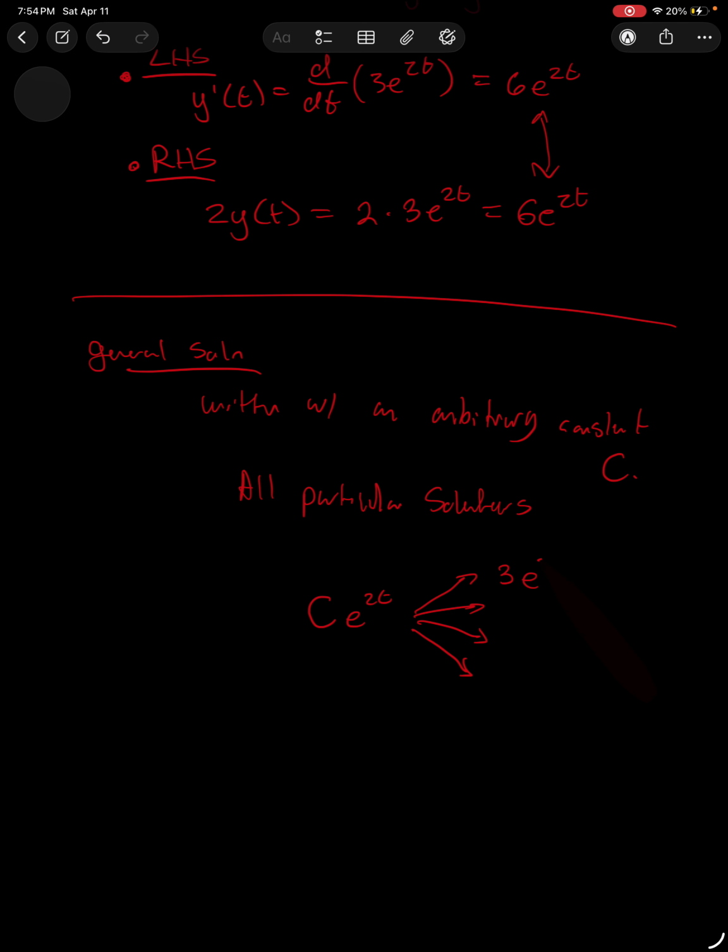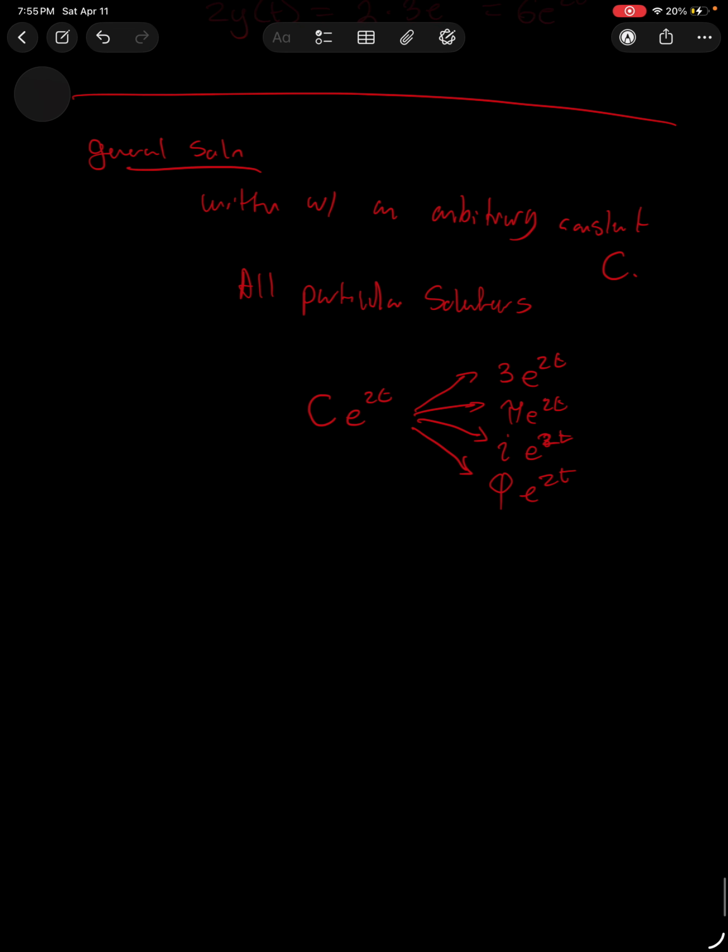One of them is 3e to the 2t. One of them is pi e to the 2t. One of them is i to the e times e to the 2t. One of them is the golden ratio phi times e to the 2t. Those are all members of the family, and there's many more. It's an infinite family, in fact.